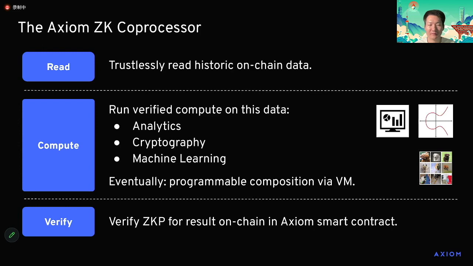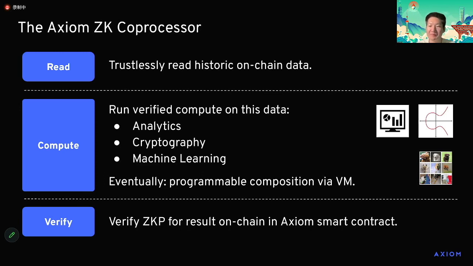So that might start from basic analytics, like taking the sum of some numbers, or the max or the min, to more complex computations coming from cryptography, maybe some signature aggregation or verification, to even things in ZK machine learning, maybe verifying the run of some reputation algorithm on on-chain social data, or some machine learning algorithm for financial applications. And eventually, we're going to offer programmable composition of these computations via a virtual machine.